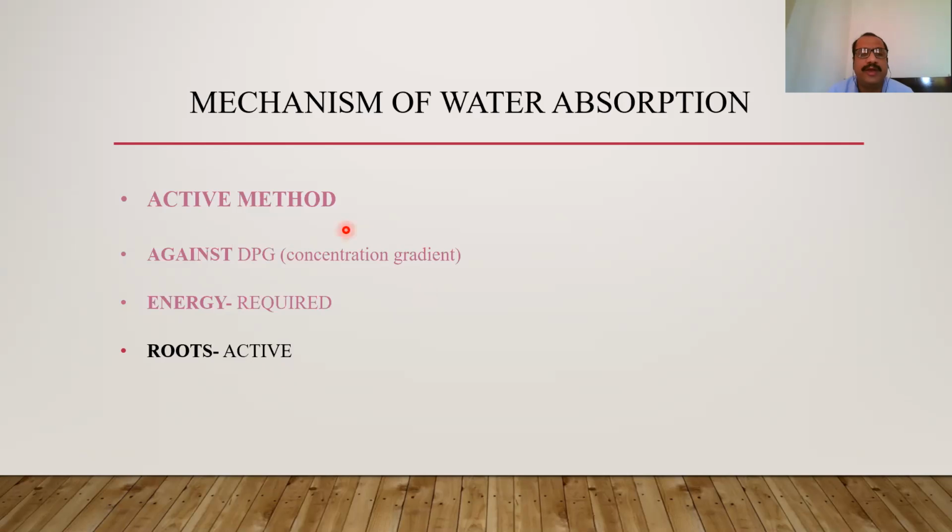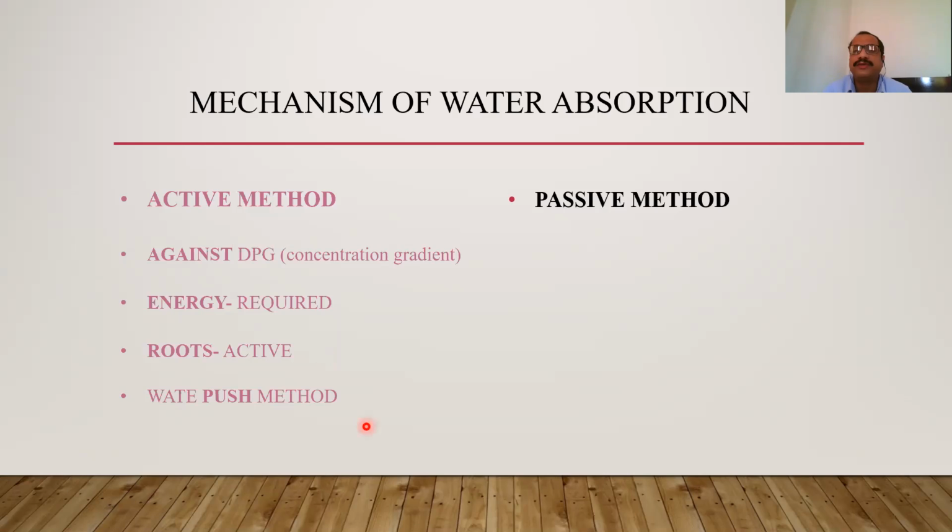This is true when energy is required, when the movement is against the concentration gradient. All such processes are called active method. But in case of water absorption by roots, the active involvement of roots is also considered for the process to be known as active method of water absorption. That is, the forces responsible for water absorption are set up in the cells of the roots itself. This method is also called the water push method. Now, why it is called the water push method, that we'll discuss later.